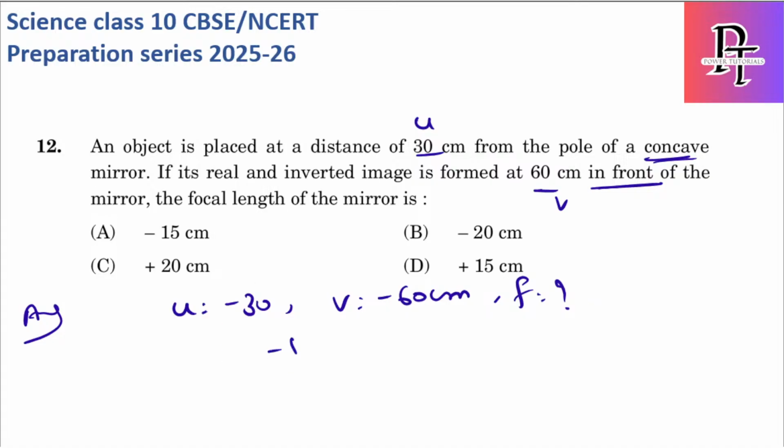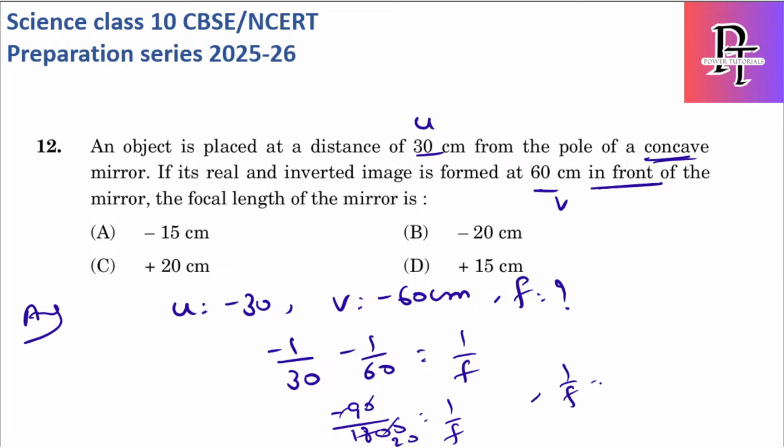Okay, now let's apply the formula: -1/30 minus 1/60. Why am I applying minus? Because the formula is 1/u plus 1/v is equal to 1/f. So it is equal to 1/f. Okay, so -2/60 minus 1/60, which is -3/60, is equal to 1/f. So this cancels, 3 twenties are 60. So 1/f is equal to -1/20, hence the focal length value is -20 centimeters.